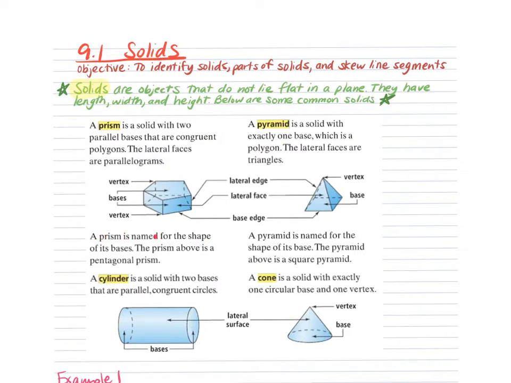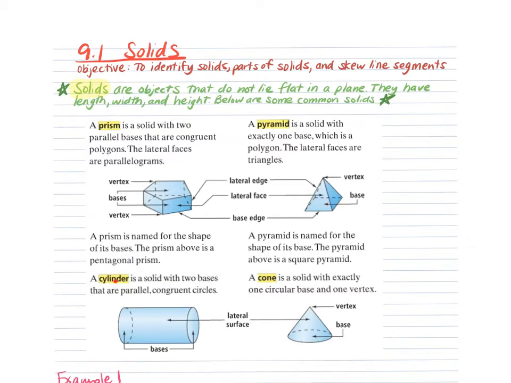A prism is named for the shape of its bases. Here, since the base is a pentagon, this is called a pentagonal prism. A pyramid is also named for the shape of its base. In this case, this is a square, so this would be called a square pyramid.